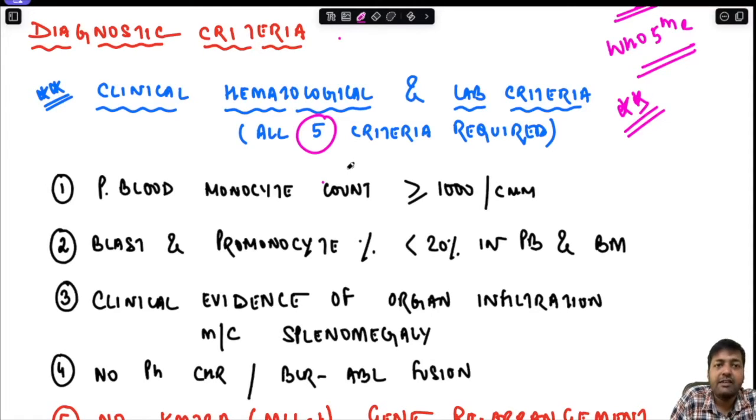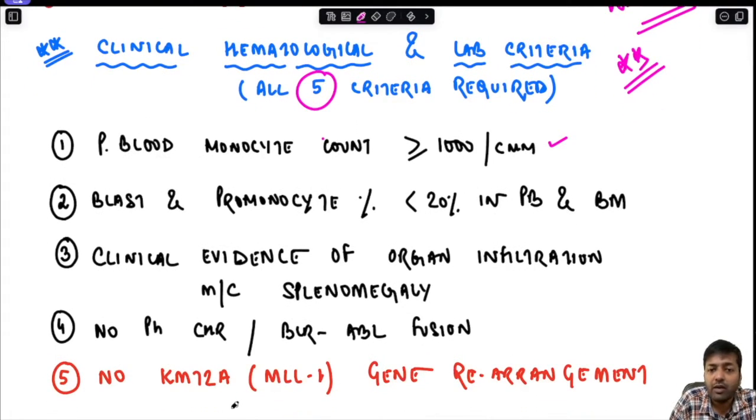So let us see the important diagnostic criteria under this heading. Peripheral blood monocyte count should be more than or equal to 1000 per cubic millimeter. Blast and promonocyte percentage should be less than 20% in peripheral blood and bone marrow. Clinical evidence of organ infiltration should be there, most commonly splenomegaly. No Philadelphia chromosome or BCR-ABL fusion gene should be present, and lastly, no KMT2A or MLL1 gene rearrangement should be present in this particular disorder.